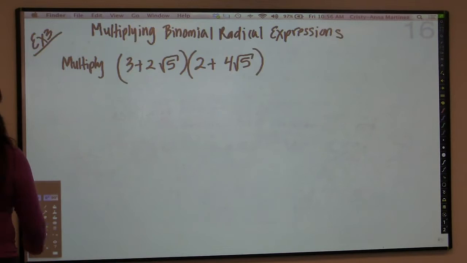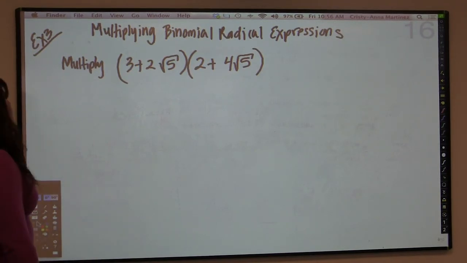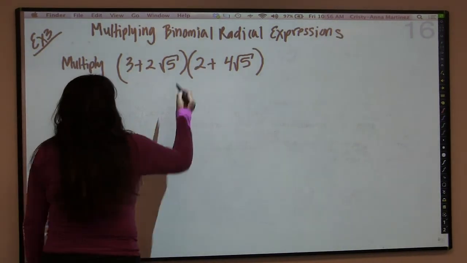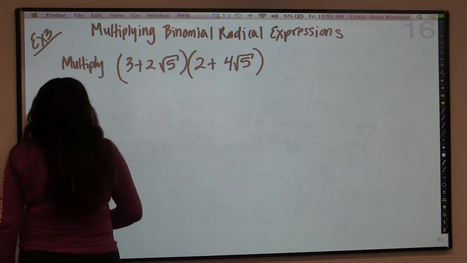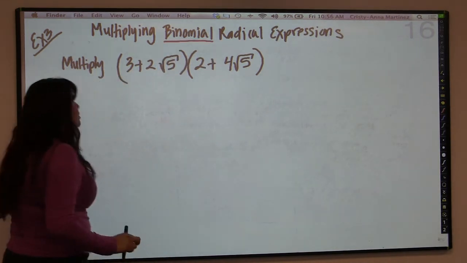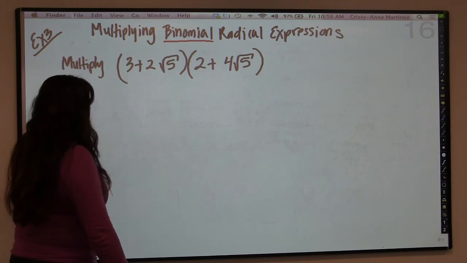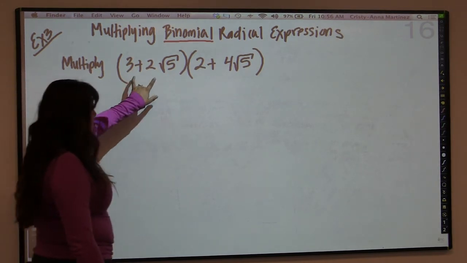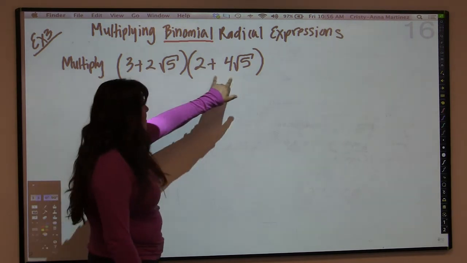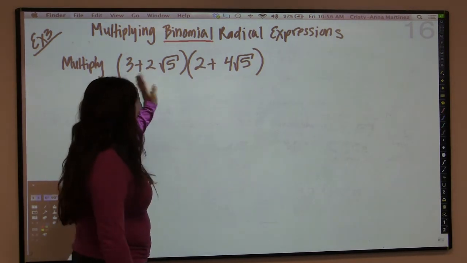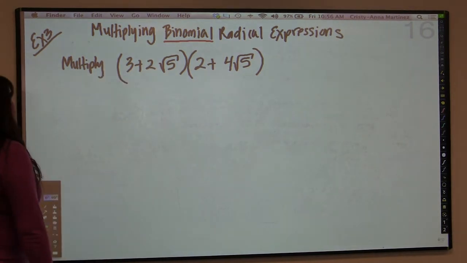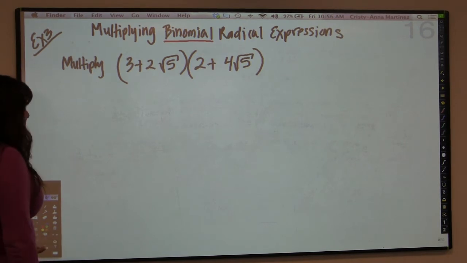Okay, now we're going to go on to multiplying. Multiplying, again, binomial expressions. Binomial meaning 2 terms. So you can see that what we've been doing so far has 2 terms. Even in the previous examples, you had 2 terms for each expression. So this is one expression, that's one expression, binomial, 2 terms, 2 terms. So what do we do when we're multiplying? Well, we're going to FOIL.